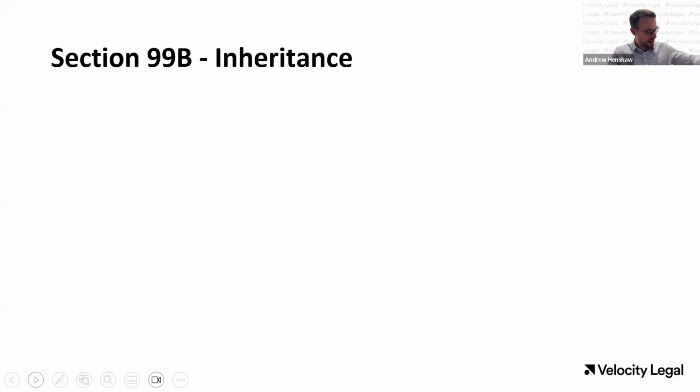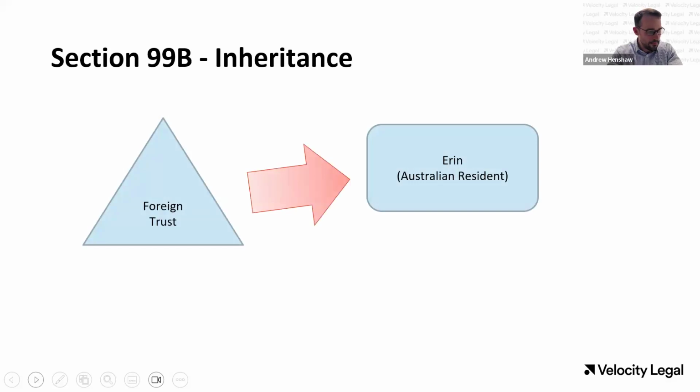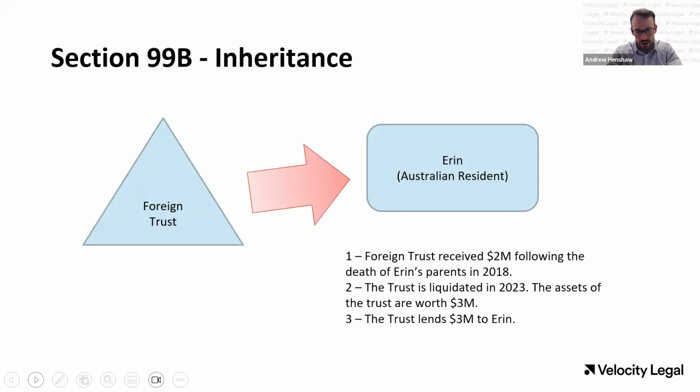How I do see this coming up is through an example that I'll give. I'll give two examples: one about inheritances and one about CGT. In this example, we've got a foreign trust. It's received $2 million following the death of Aaron's parents. The trust stays around for 5 years, and in that time the assets of the trust are worth $3 million. And the trust says, okay, Aaron, I'm going to lend you some money. So it's a relatively simple scenario.